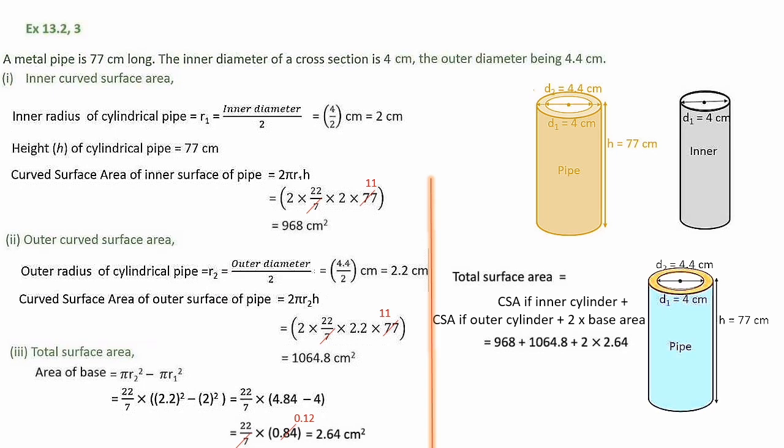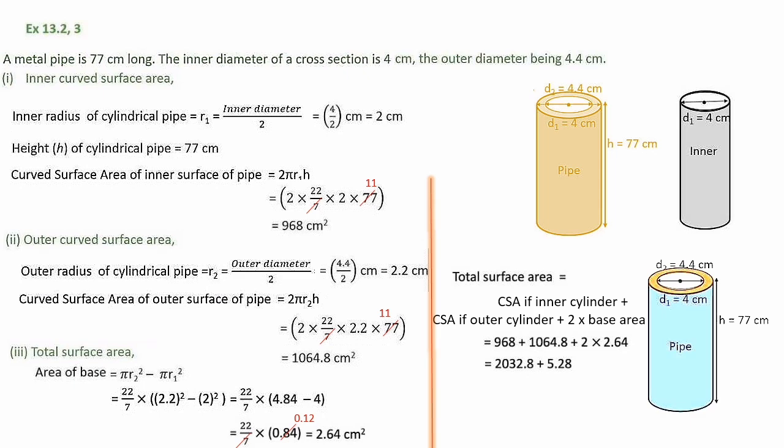Let's substitute the values. Curved surface area of inner cylinder we have calculated here, 968. Then curved surface area of outer cylinder we have got 1064.8, we have calculated before, plus 2 into base area. Base area we have calculated 2.64. So when we do the calculation, 2 into 2.64 we will get 5.28, and when we add these two we will get 2032.8. So if you are unable to do the mental calculation, just do it as a rough calculation on the right side of this answer.